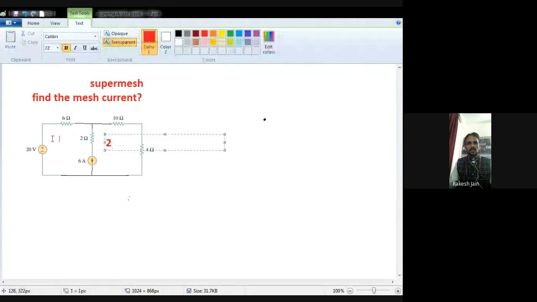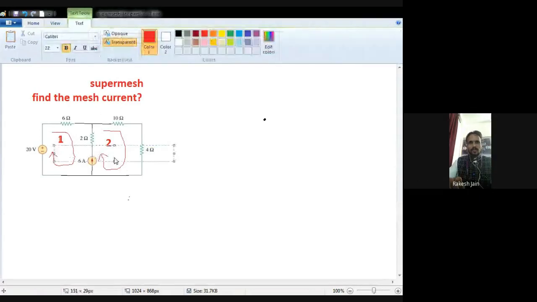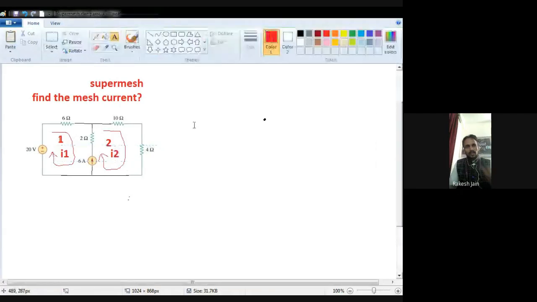This 20 volt, then 6 ohm, then 2 ohm, then 6 ampere, creates a closed path. So this is mesh number one. Then the 10 ohm, 4 ohm, this 6 ampere source and this 2 ohm create a closed path. So it is the second mesh. So actually there are two meshes, mesh 1 and mesh 2.